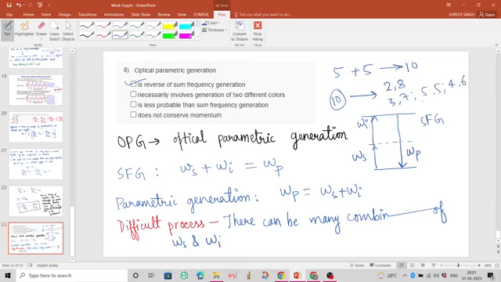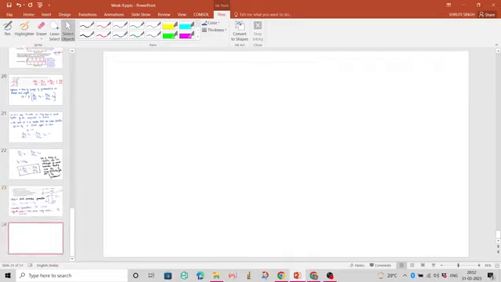And how do we decide which one will come? Or will a mixture of all come? So it's a difficult process because there can be many possible combinations, right? But there are some restrictions on this combination, which are given by the momentum conservation.